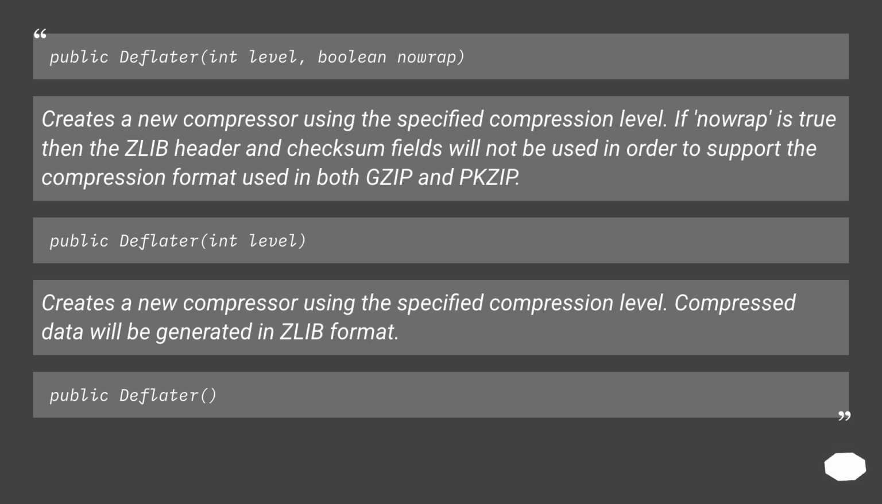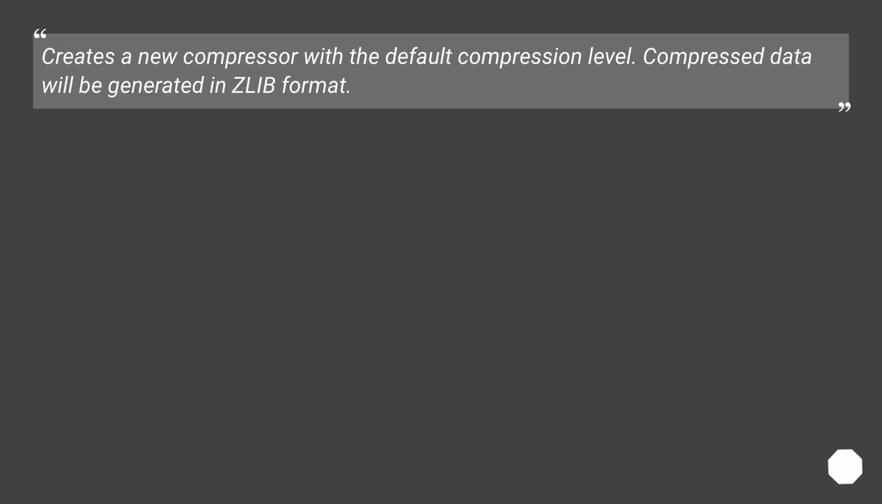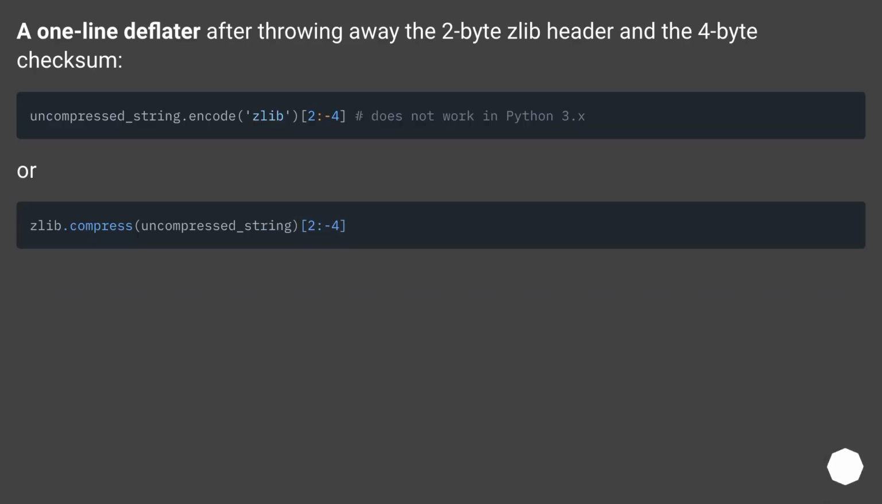Public Deflater(int level). Creates a new compressor using the specified compression level. Compressed data will be generated in zlib format. Public Deflater(). Creates a new compressor with the default compression level. Compressed data will be generated in zlib format. A one-line deflater after throwing away the 2-byte zlib header and the 4-byte checksum.